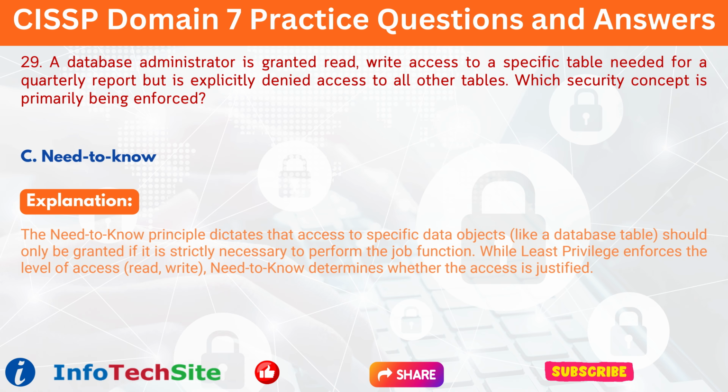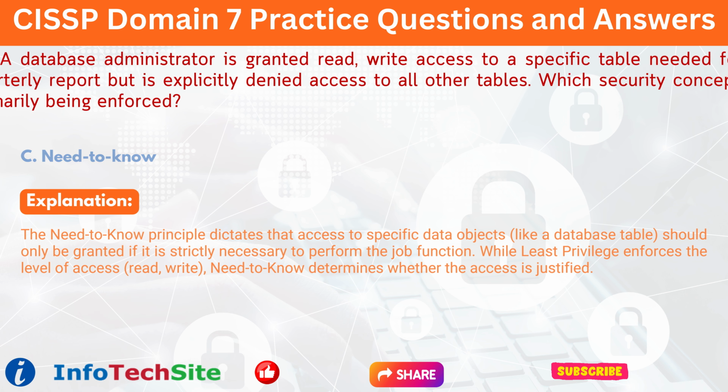The correct answer is C. Need to know. Explanation. The need-to-know principle dictates that access to specific data objects, like a database table, should only be granted if it is strictly necessary to perform the job function. While least privilege enforces the level of access, read/write, need-to-know determines whether the access is justified.